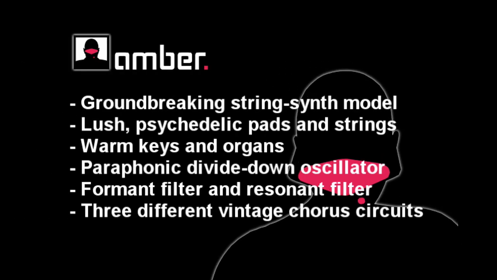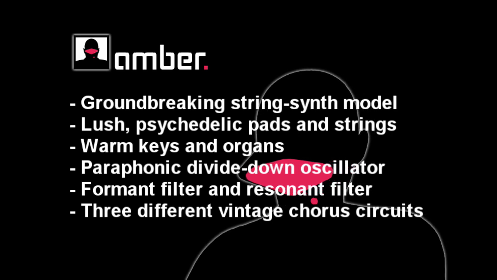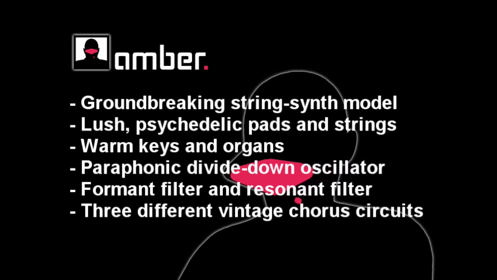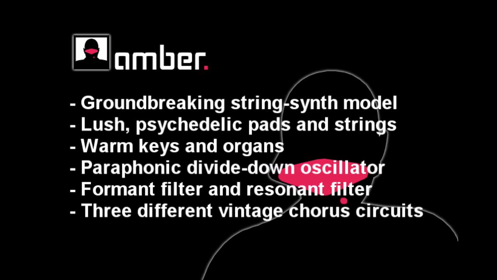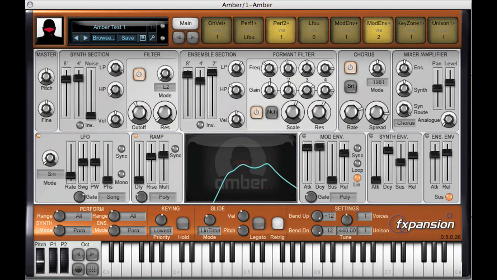Hi, in this video we're going to take a look at Amber. Amber is possibly the first attempt to realistically model the much-loved string synthesizers from the 1970s. These instruments used a special oscillator technique called divide-down synthesis, which allowed you to play chords whilst only using a single voice of the synth.